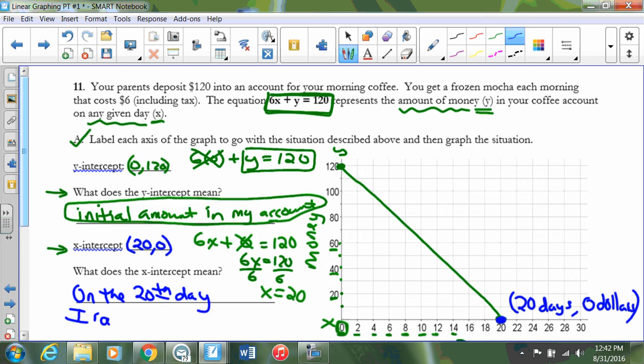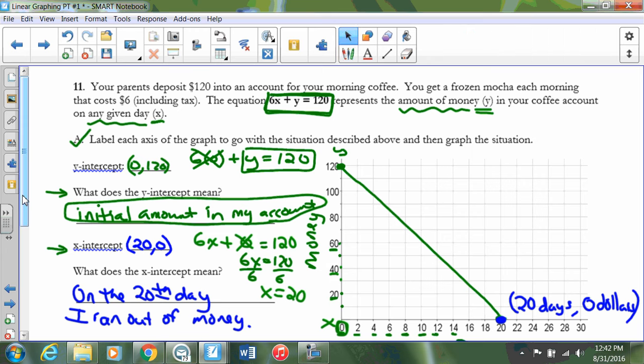I ran out of money. There are a lot of different ways to say this, but basically, when you see something on the test, you want to describe the day and what happened. Just like we did with looking at the y-intercept, on the 0th day, so before time began or in the beginning, we had $120. On the 20th day, we had $0.